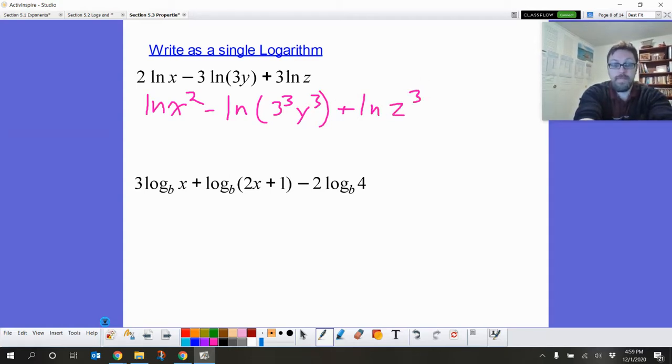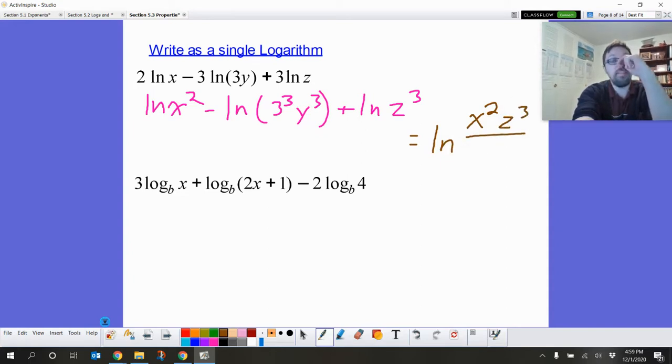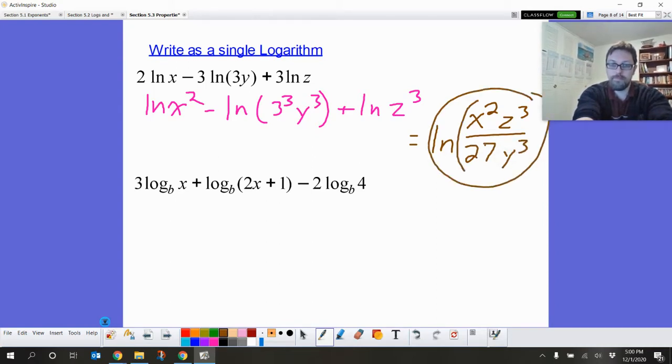Same thing with that one. Now let's decide who gets to go upstairs, who gets to go downstairs. So upstairs person, x squared. z cubed is also positive, so it gets to go upstairs. That 3 cubed and the y cubed are not positive, so they're going to go down in the bottom. 3 cubed is 27, and y cubed is just y cubed. If you wanted to, you could put parentheses around all that.